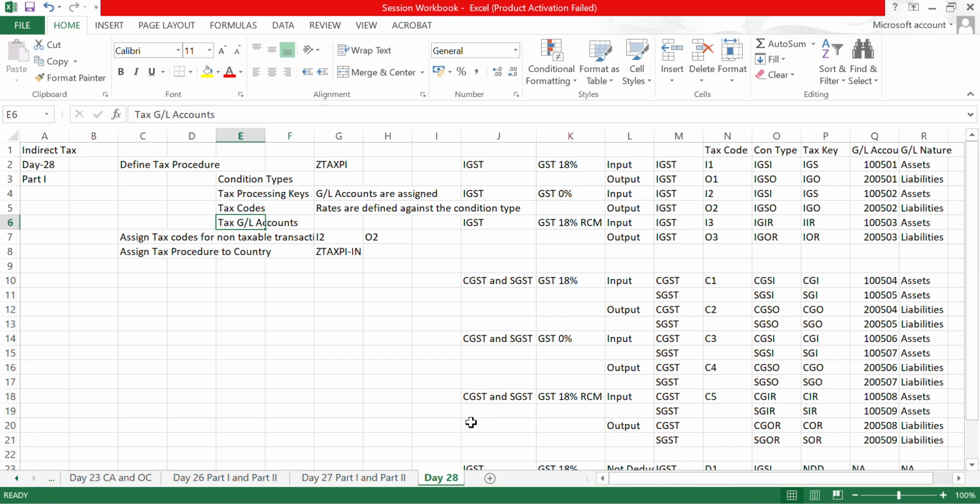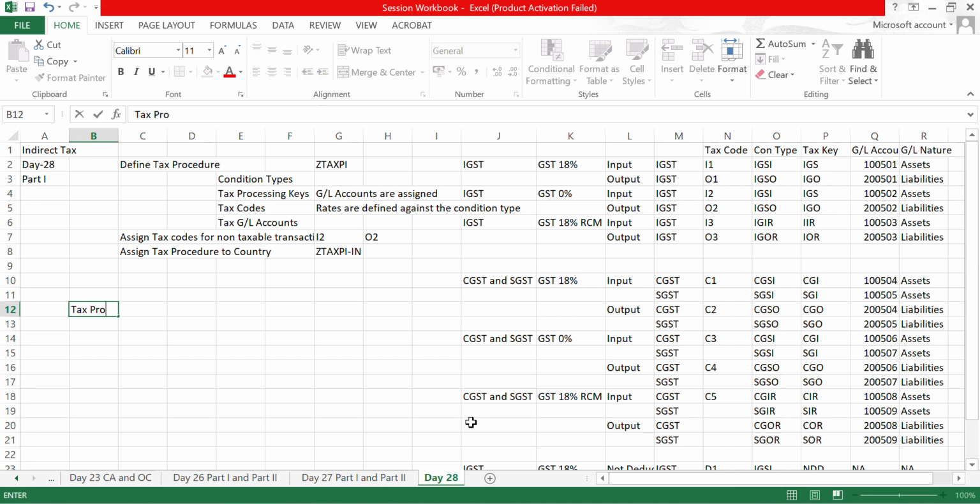So these are the understanding of the four items within the tax procedure, which are condition types, tax processing keys, tax codes, and tax GL accounts. Let me show you on a diagrammatic mode.